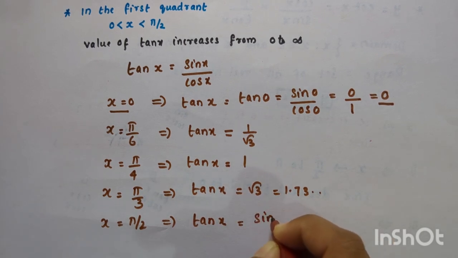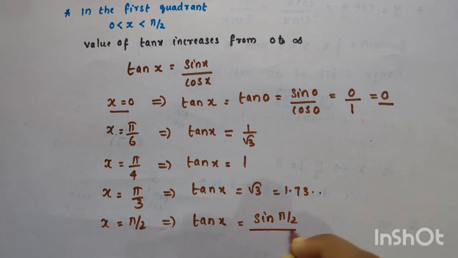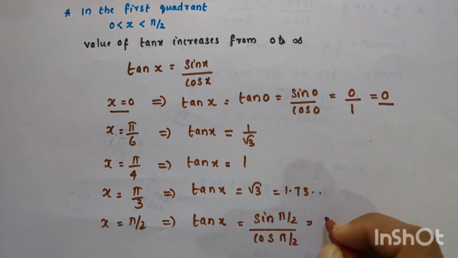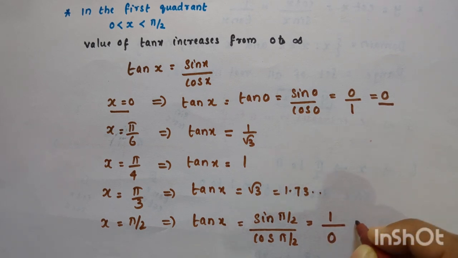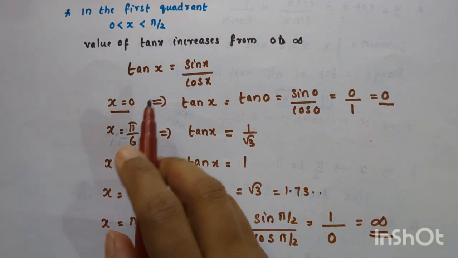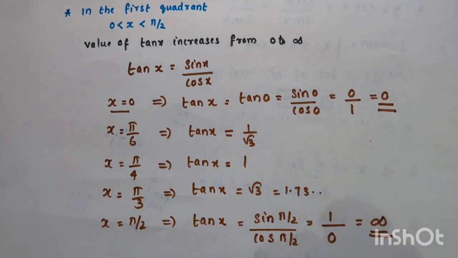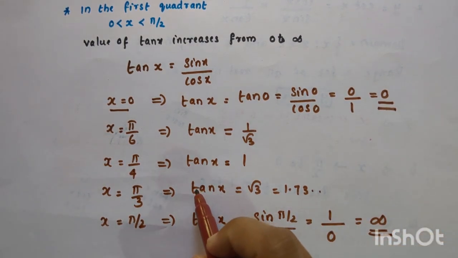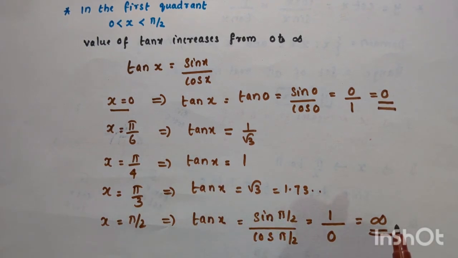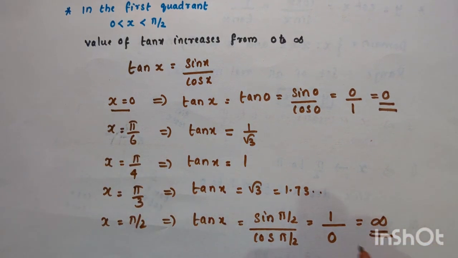Similarly, when x is equal to pi by 2, the value of tan x will be sin pi by 2 by cos pi by 2. Sin pi by 2, that is sin 90, is 1, and cos pi by 2, cos 90, is 0. 1 by 0 is not defined, or we can take it as infinity. So in the first quadrant, that is 0 less than x less than pi by 2, the value of tan x increases from 0 to infinity. That is, tan x gets arbitrarily large positive values as the angle x approaches pi by 2.